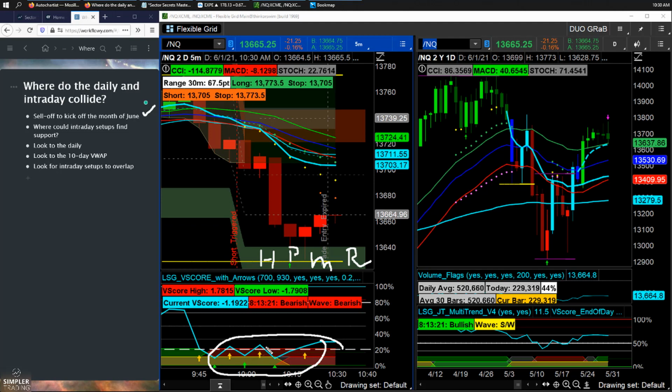We want to see not just the V-score out on its own, but the V-score overlap with a major psychological level or an HPMR or just some other kind of setup. Well, sometimes that some other kind of setup can be found on the daily. This is our 10-day. The closer we get to that level, the more interesting an intraday setup could be, because now it's not just an intraday exhaustion level. Now it's overlapping with a daily time frame level as well.